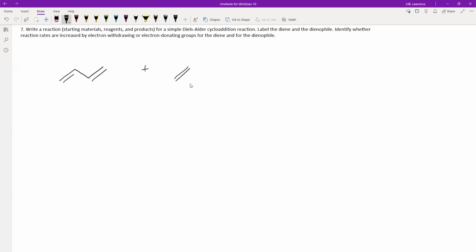Okay, so starting materials, reagents, and products, we don't need any reagents. And our product is going to be a cyclohexene ring every time. And in this case, it's only a cyclohexene ring because there are no other atoms here. So the diene is here. The dienophile is here.